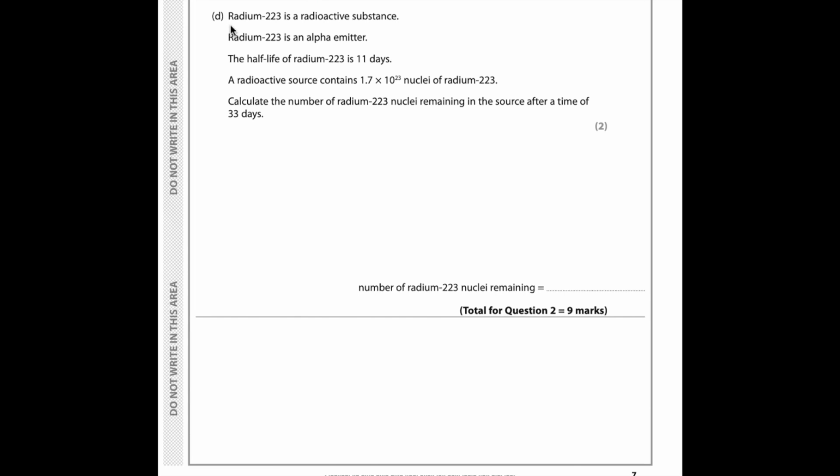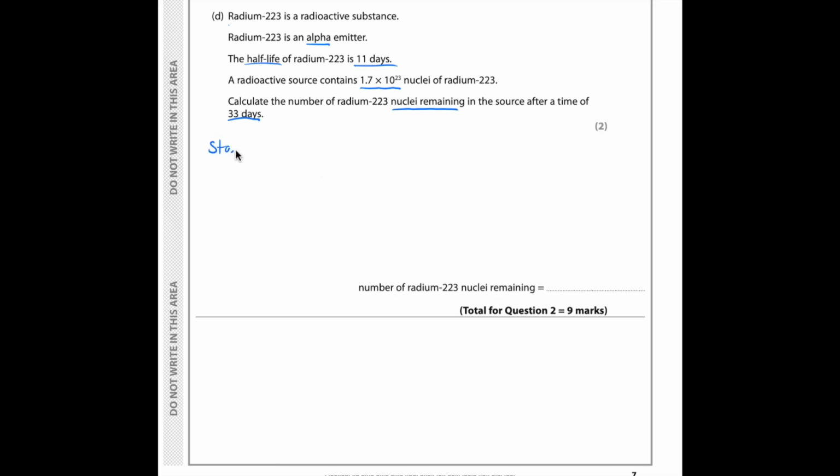Question D. Radium-223 is a radioactive substance. Radium-223 is an alpha emitter. The half-life of radium is 11 days. A radioactive source contains 1.7 times 10 to the 23 nuclei of radium. Calculate the number of radium nuclei remaining in the source after a time of 33 days.